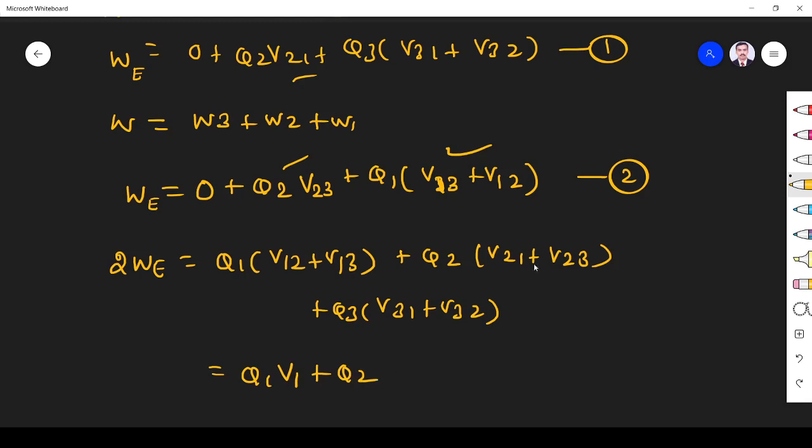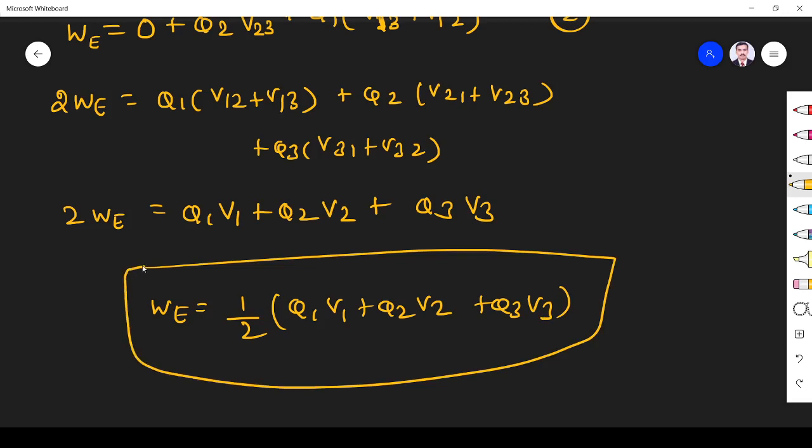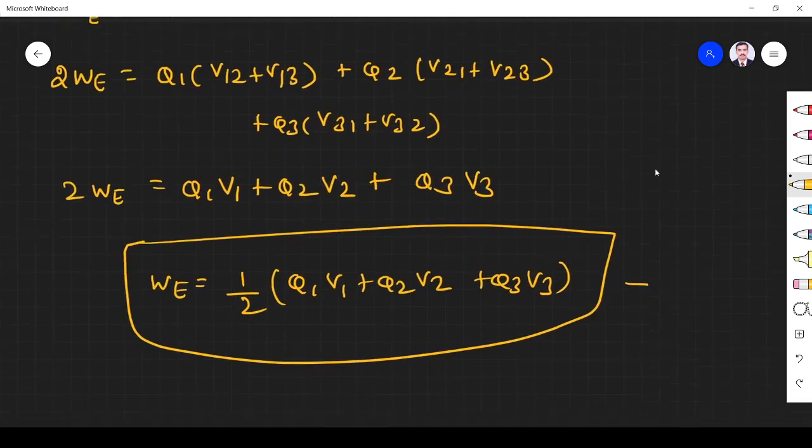Similarly, for Q2, this is the potential at point 2 due to 1 and 3, so we can write it as V2. Similarly, it is the potential at point 3 due to 1 and 2, so I can write it as V3. So it is 2WE. What is my WE? Capital WE is 1 by 2 into Q1 V1 plus Q2 V2 plus Q3 V3. So this we got. Let us assume this is equation number 3.